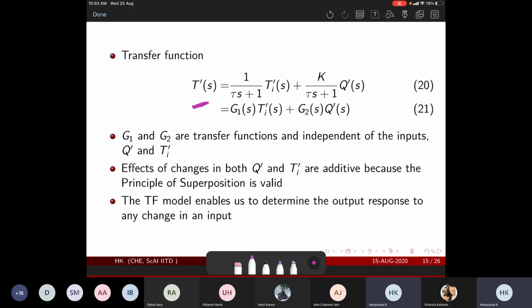Here our output variable can be modeled as linear additive terms of two independent inputs. Here the two independent inputs are one is the heat input, the other one is the inlet temperature to the system. So we kind of addressed the first issue.